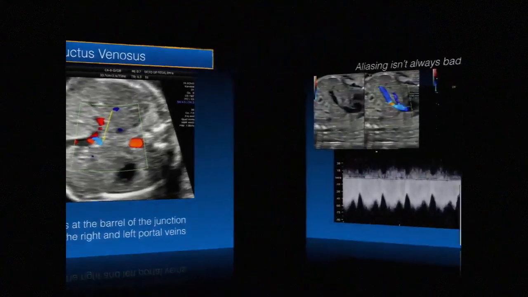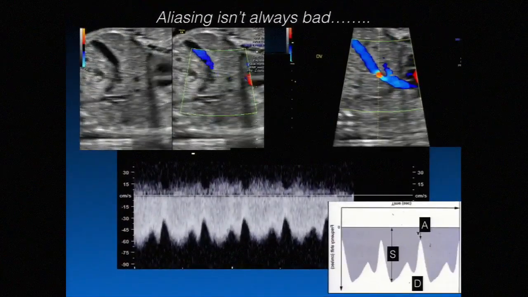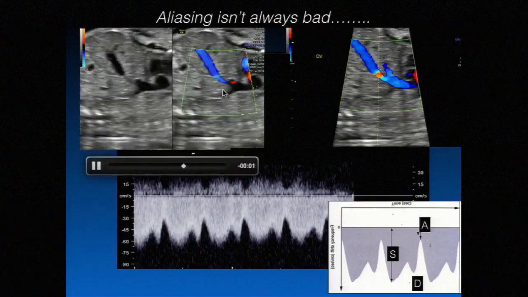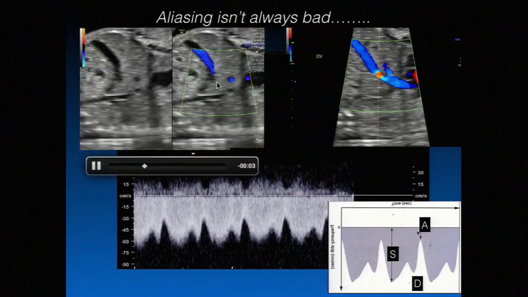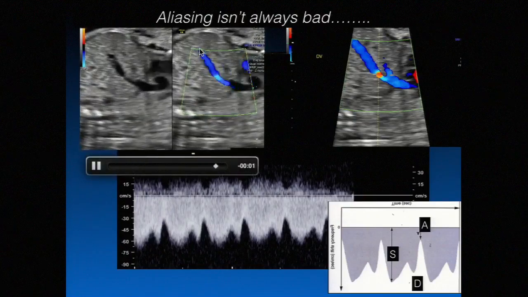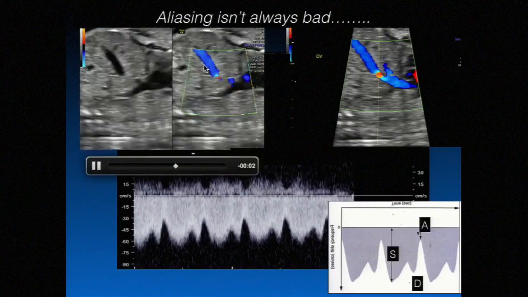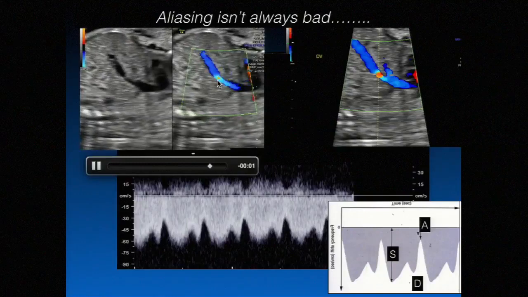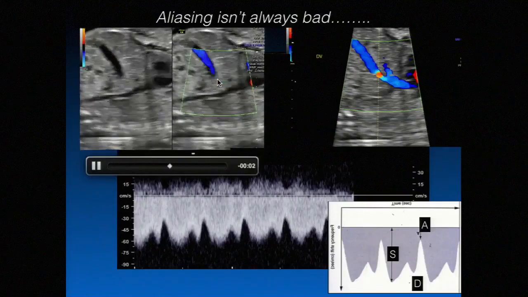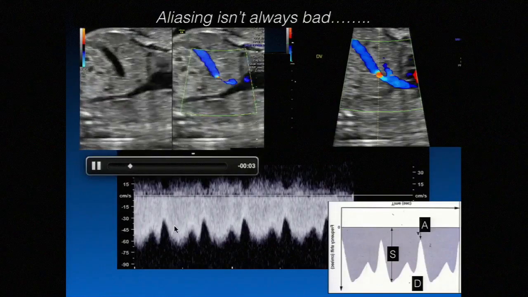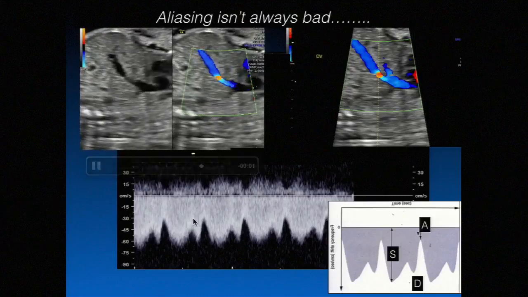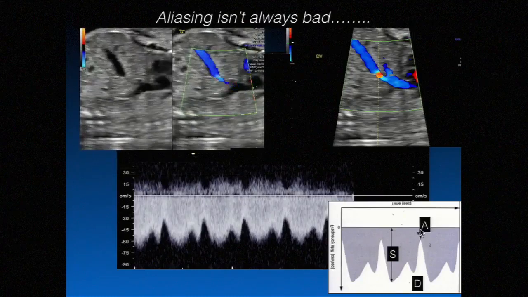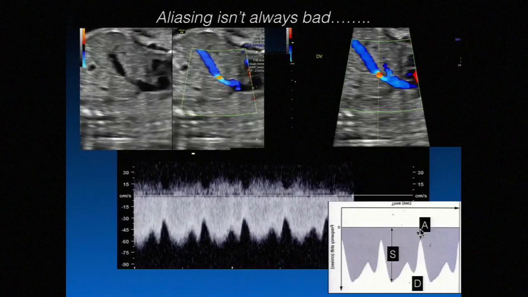And again, aliasing isn't always a bad thing. You can turn on your color Doppler and it will help highlight the area of the ductus venosus. So in sagittal, we can do the same thing. We're just following the umbilical vein to its termination point, and you can see this nice aliasing here to highlight where the ductus is. Dopplering, it should all be forward flow. We're looking for, when it's abnormal, reversal of flow in the A wave during the atrial contraction.